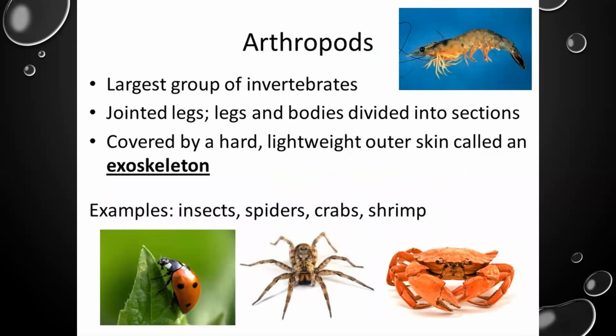First, we are going to talk about the arthropods. What are arthropods? Arthropods have segmented bodies and jointed legs, and the body has a hard outer covering. It says here that the arthropods are the largest group of invertebrates. Their body is covered by a hard but lightweight outer skin called an exoskeleton. These are a few examples of arthropods: insects, spiders, crabs, shrimps.